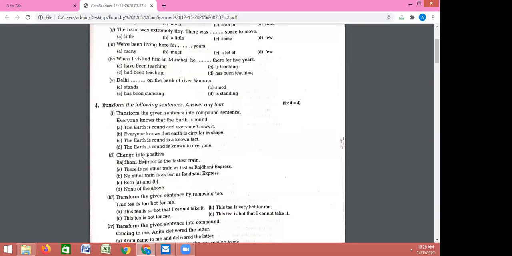Now just look at change into positive. So positive sentences, I think you are very clear about positive sentences. Rajdhani Express is the fastest train. Just look at the right answer. If we look at the right answer of question number 2, that will be option number C. Because we have to look at both A and B. So just look at A. There is no other train as fast as Rajdhani Express.